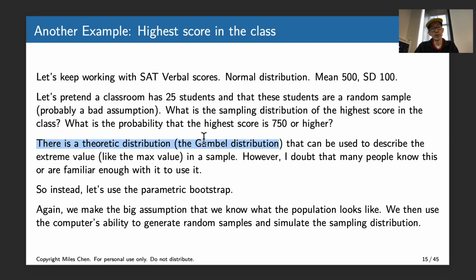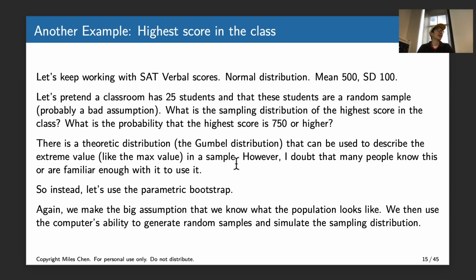There is a theoretic distribution you can use to describe something like the max value in a sample, and it's the Gumbel distribution. But I don't know if anyone's familiar enough to use it and do a hypothesis test with it. So it's kind of tricky, right? But this is what we often do here: the math is hard, so let's just brute force attack this.